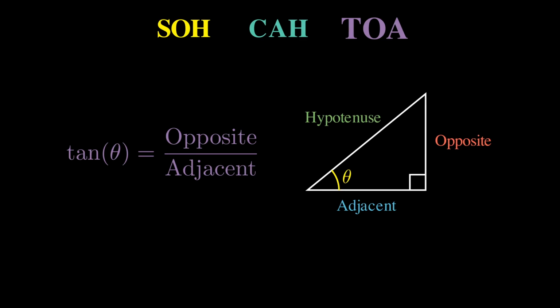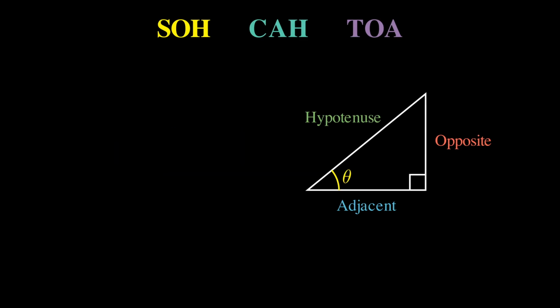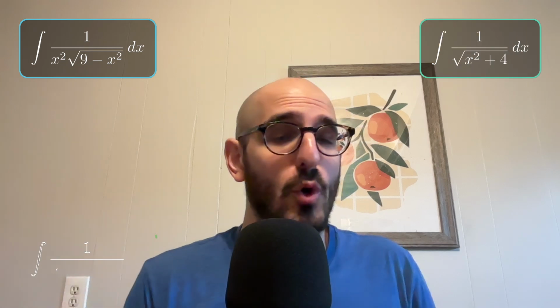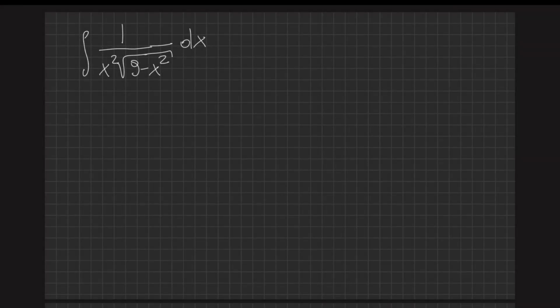With this word, you will be able to solve any integral with trigonometric substitution. Today, we will see three different examples and a more complicated one. Let's start with a basic integral. We are integrating 1 over x squared times the square root of 9 minus x squared. The important bit of this integral to focus on is the square root of 9 minus x squared.